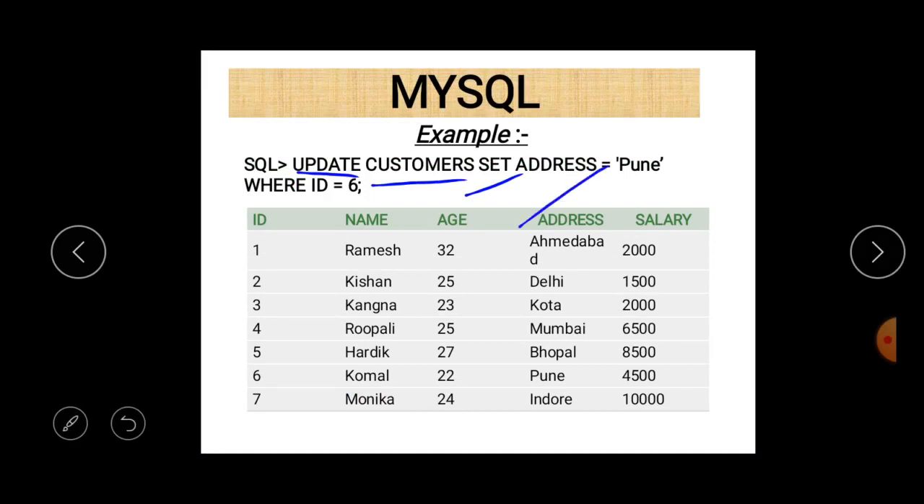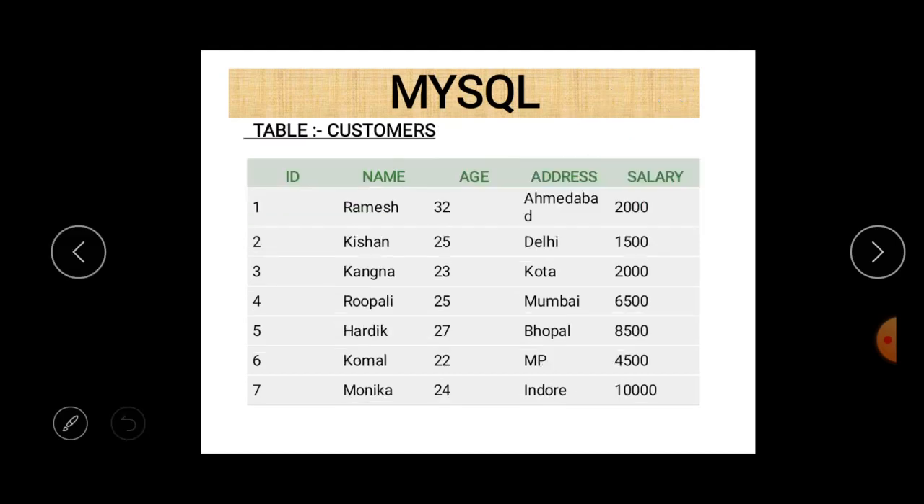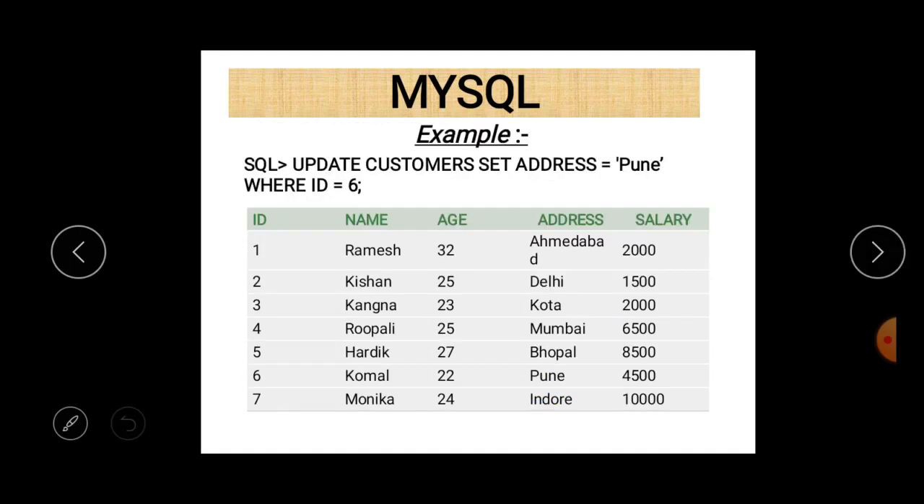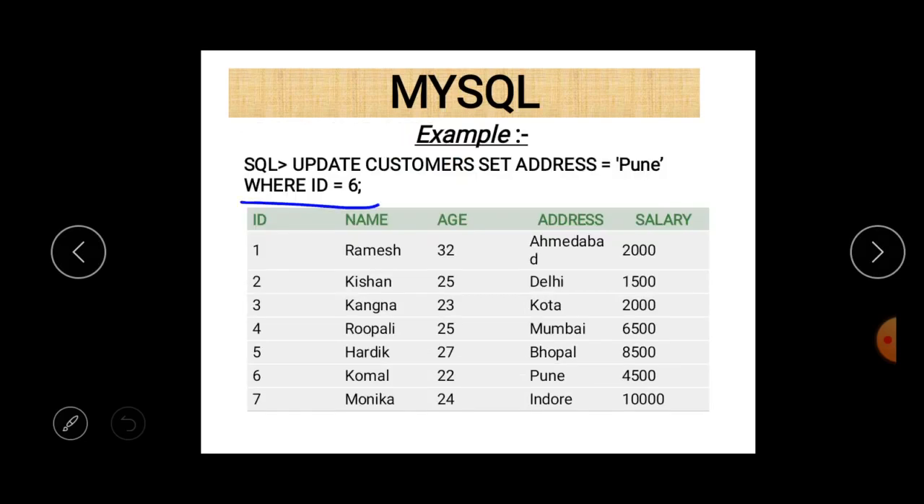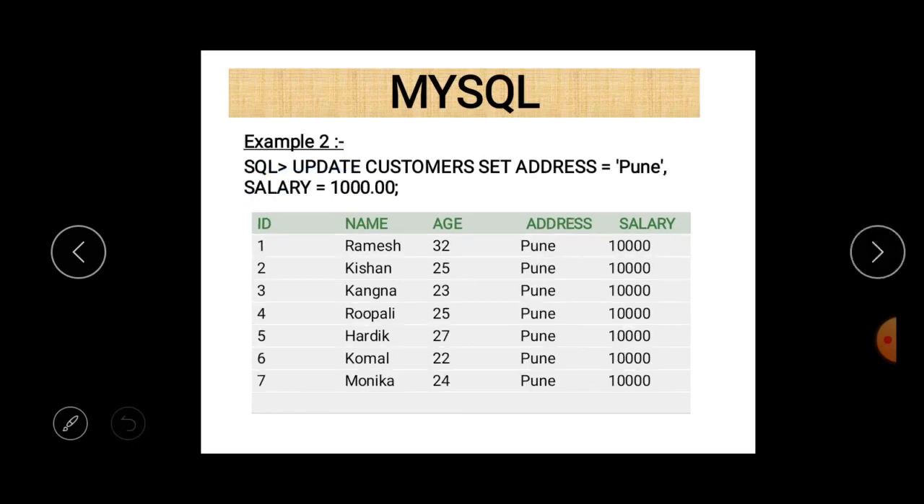So after set we can write the name of the column, and then give the value. The new value is Pune, and if we just write this statement, then all addresses will be Pune. These are all converted to Pune. But here our focus is to convert only the data regarding ID 6. For that purpose we use the where condition, where ID is equal to 6. So after the execution of the program, that is our output.